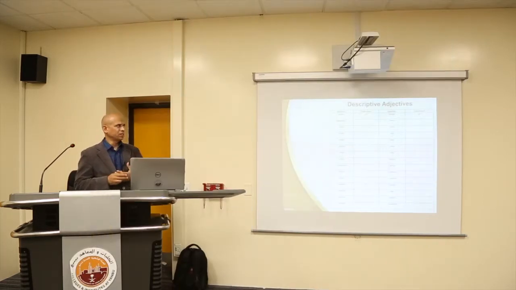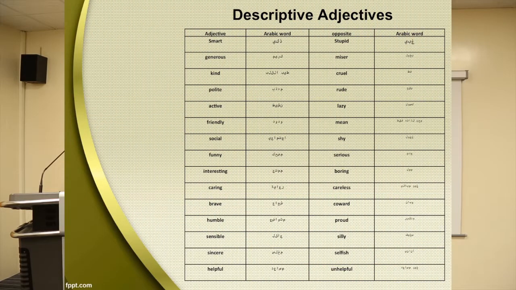These descriptive adjectives are related to describing personality. You can see that there are some Arabic words written as well, and also there are the words opposite of those adjectives, just to clarify the meaning in detail. So while you're describing some person, you can utilize these adjectives with I am, or he is, or she is, and you can add on with this. So these are sets of lots of words with their Arabic meanings and the opposite words to increase your vocabulary to describe personality.